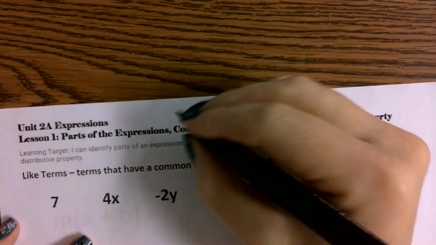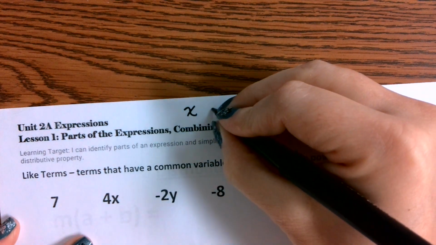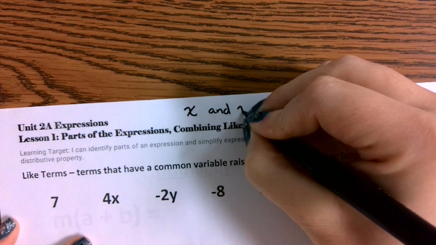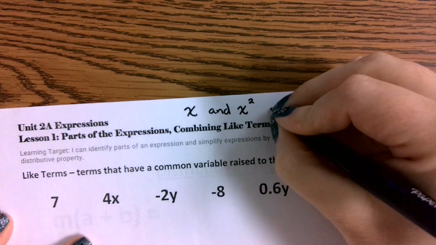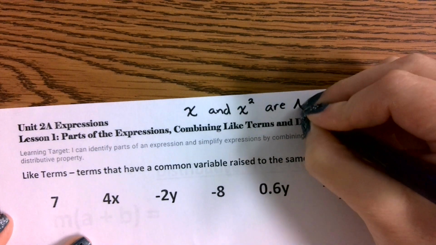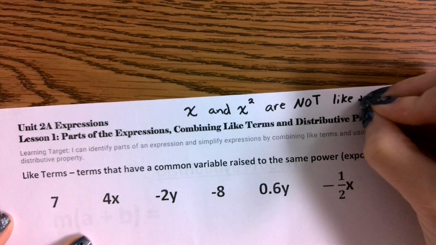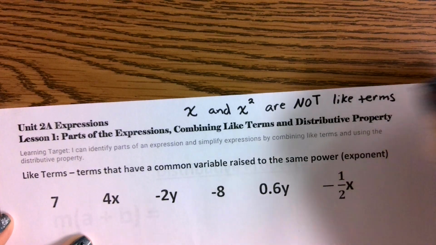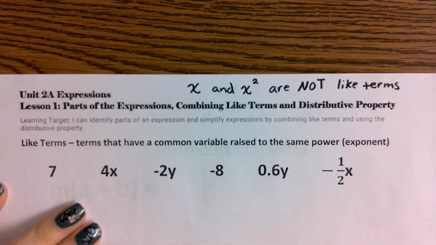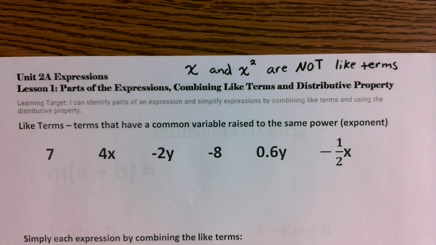If you have something like x and x squared, these are not like terms. Again, it must be raised to the same exponent, the same power. The value of x is not going to be the same thing as the value of x squared. So you have to understand that those terms cannot be combined together.